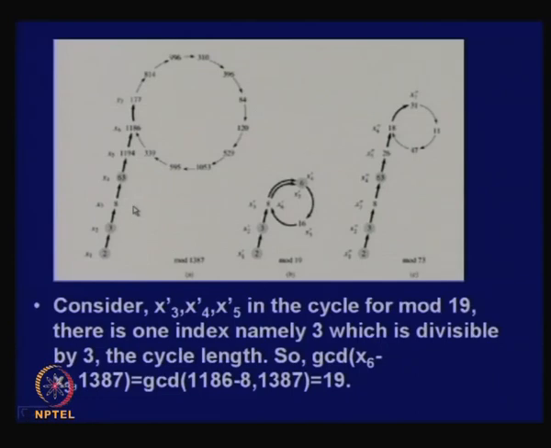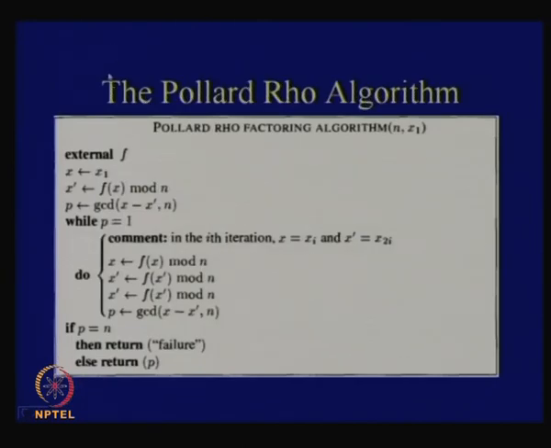Then I compute the difference. In this case one number is 1186 and the other number is 8. You take the difference and compute the GCD with 1387, and it turns out to be 19. So, this is how it is put together.